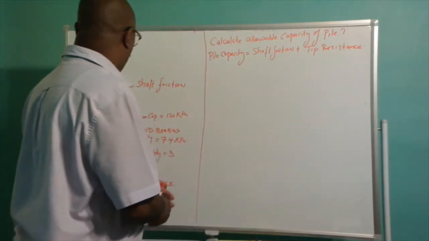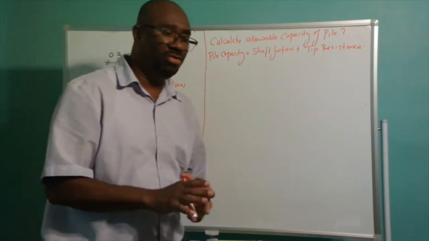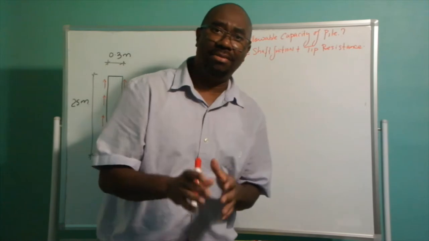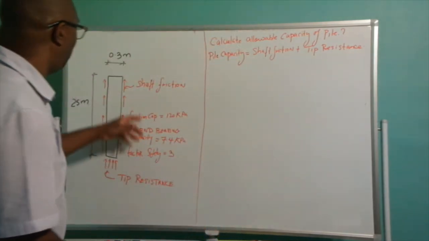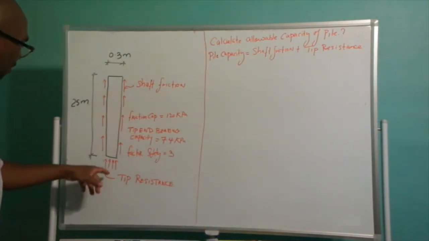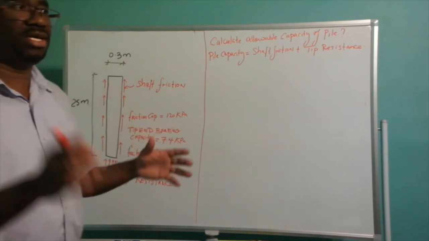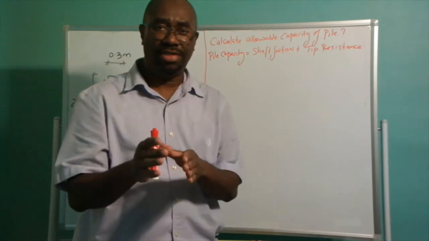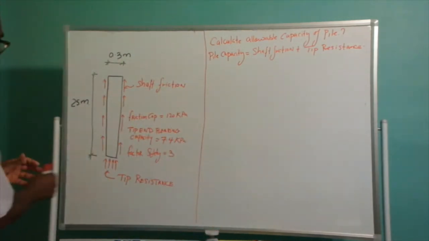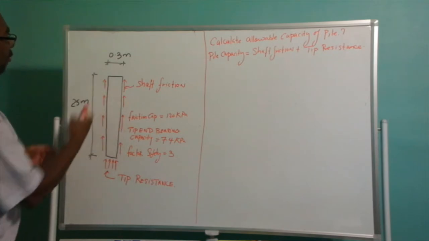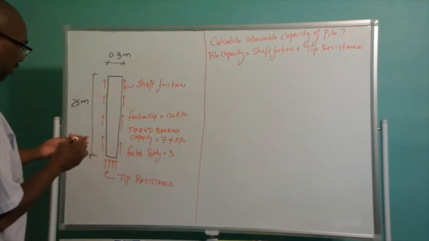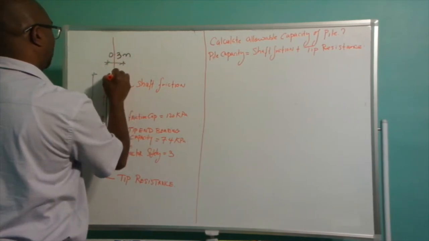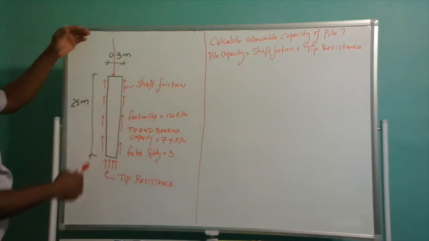So the capacity of the pile, as I've said to you before, is calculated by the shaft friction and the tip resistance. So it is a total of the shaft friction plus the tip resistance. So the shaft friction is the opposing force. So let's say, for argument, the load is coming down on the pile like this, right? So the load is pushing down on the pile.